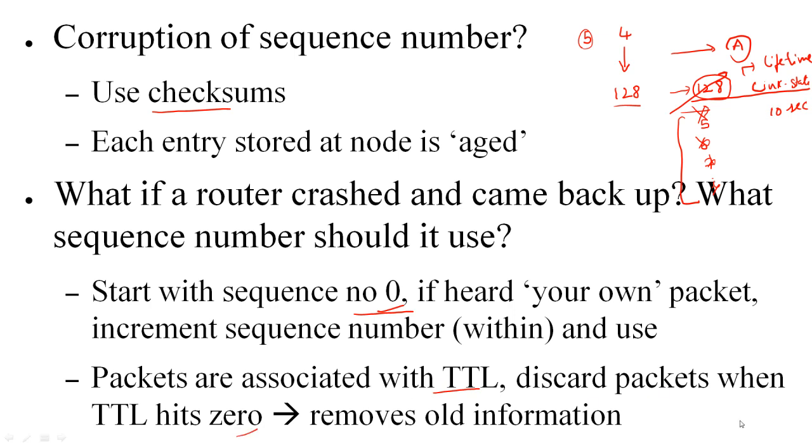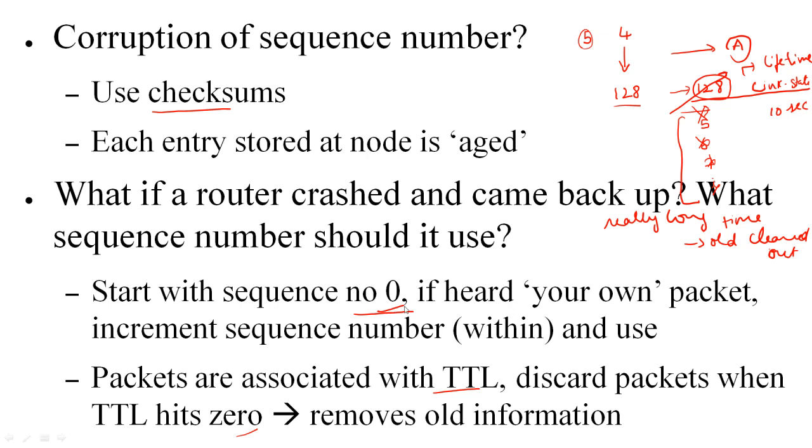Specific to this router that crashed, if it had stayed down for a really long time, hopefully all this older information would have cleared out, in which case sequence number 0 will work fine. But if this router crashed and came back up immediately, there's a good chance that this older information is going to stay in the network, in which case it will get discarded after some time, based on which this particular sequence number will come into action.